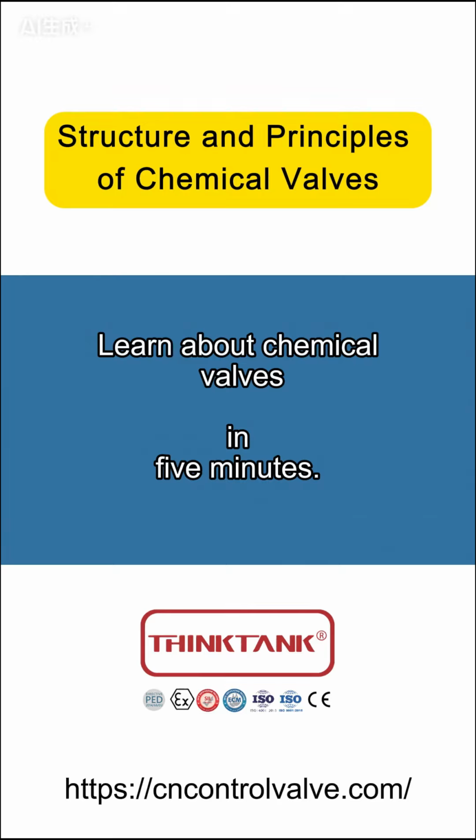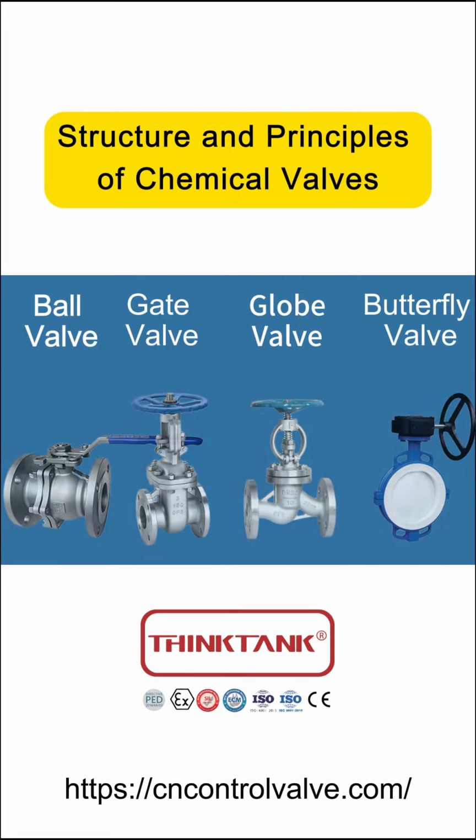Today, let's take a look at several common valves used in chemical production. So, let's get started. The four types of valves shown here are the most common shut-off valves in the chemical industry. Their main function is to connect and disconnect the flow of media within a pipeline. Although some of them can be used to regulate the flow rate, we cannot use them entirely as regulating valves.